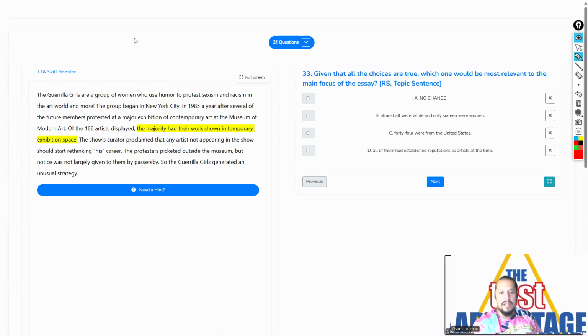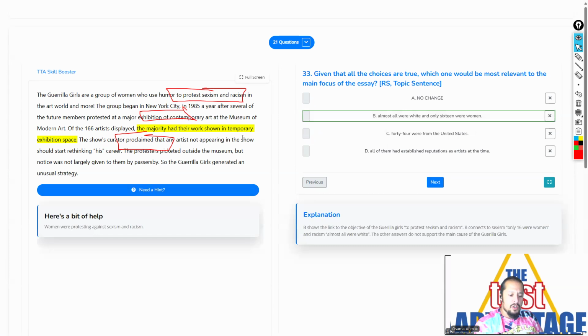So they protested sexism. They protested racism. The only thing related to sexism and racism was unfair treatment. Answer B, right? So of the 166 artists displayed, almost all were white. This is the racism they protested against. Only 16 were women. This is the sexism. Because it says of the 166, only 16 were women.